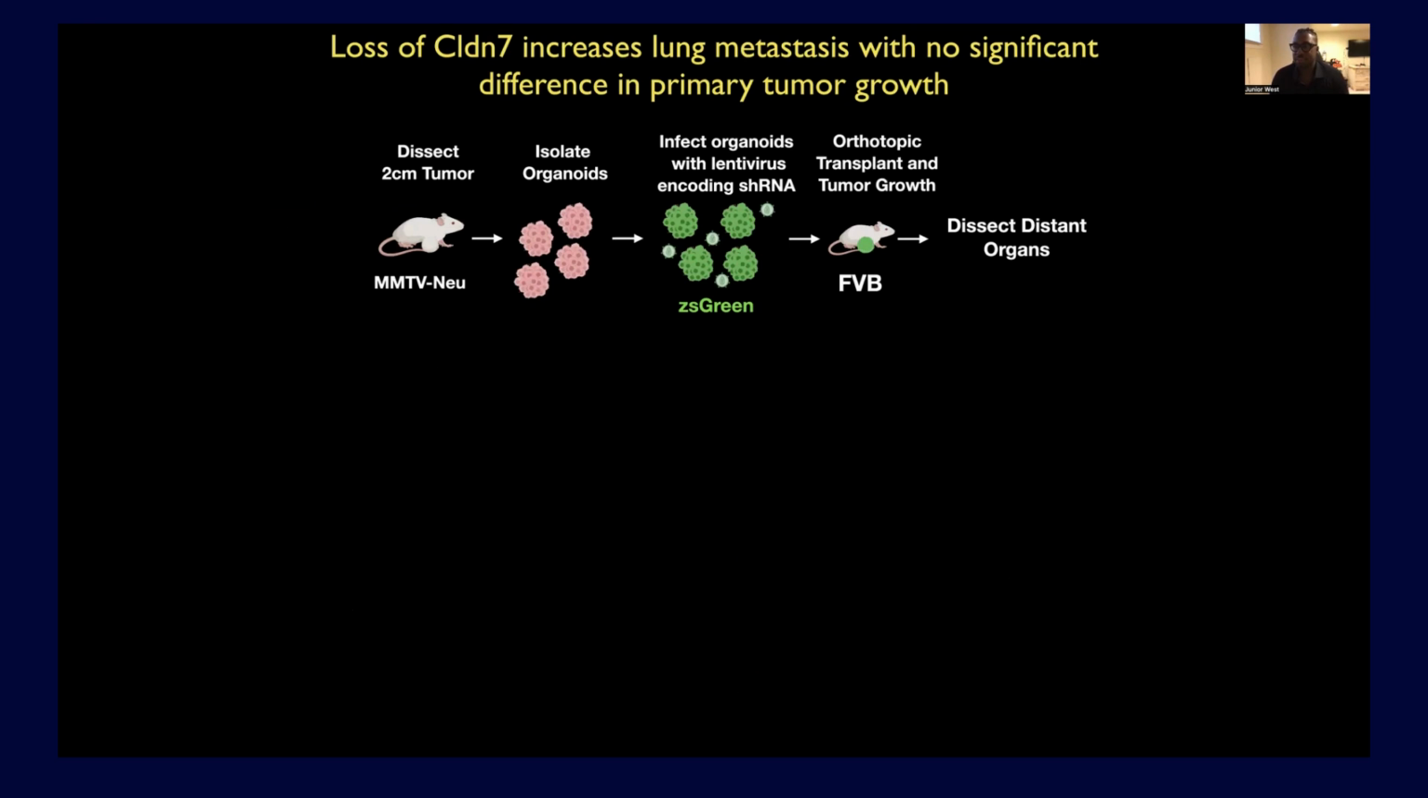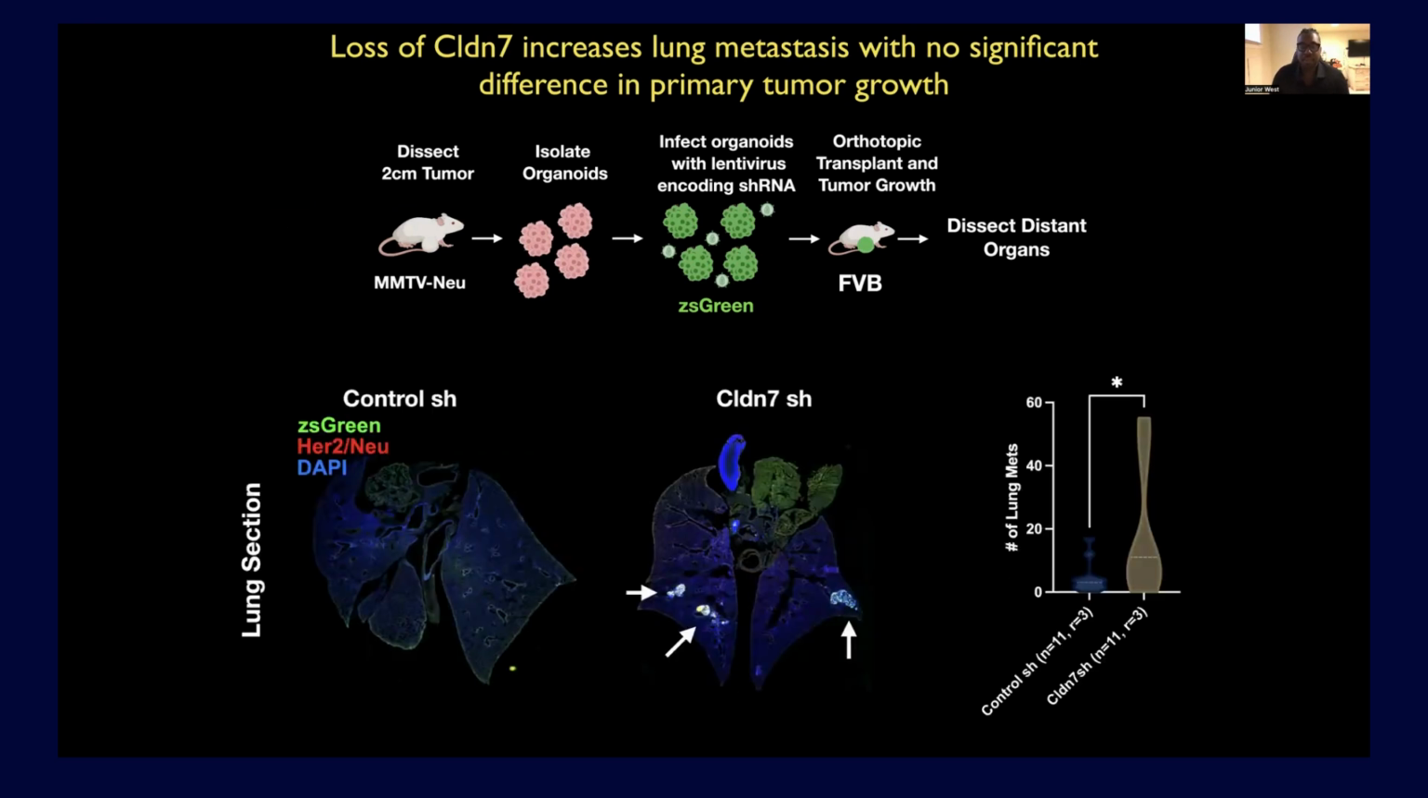So one of the initial experiments that I performed in the lab was to knock down some of these claudin proteins and assess their effect on metastasis. And by doing that, we were able to observe that knockdown of claudin 7 was able to promote spontaneous metastasis from primary tumors to the lungs in mice.